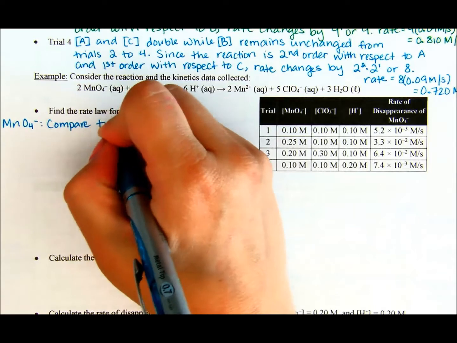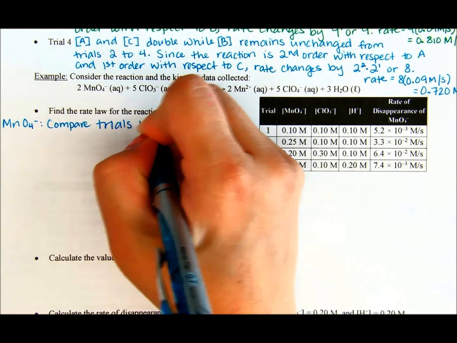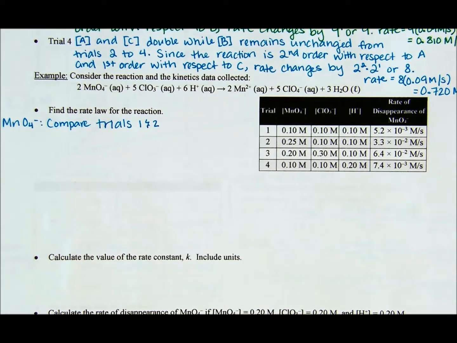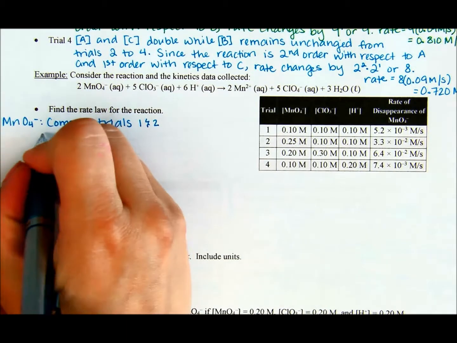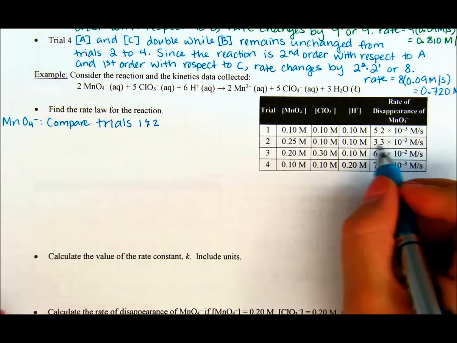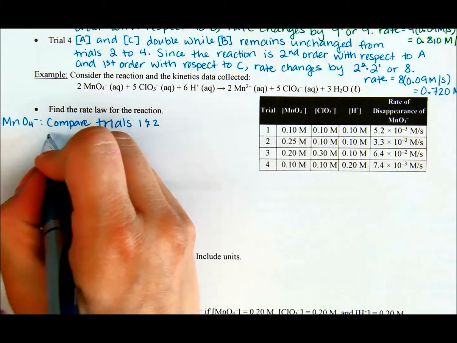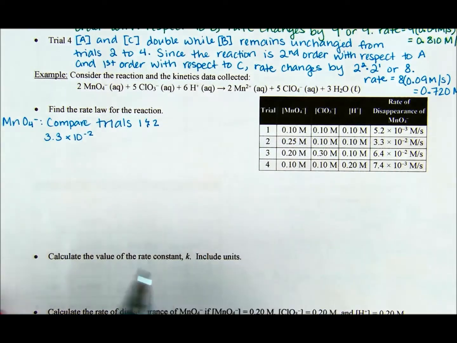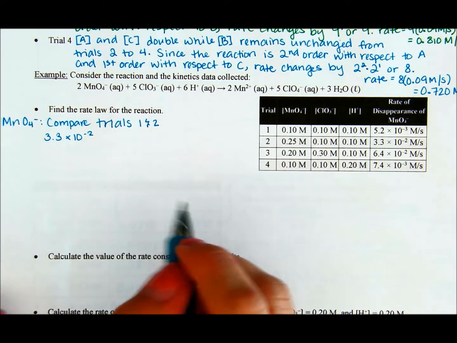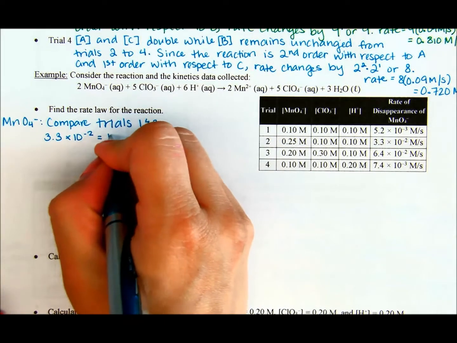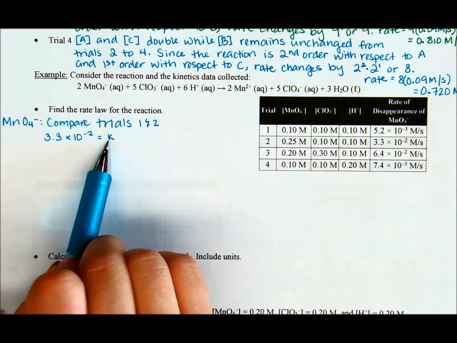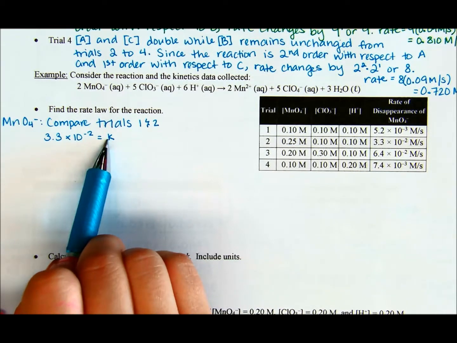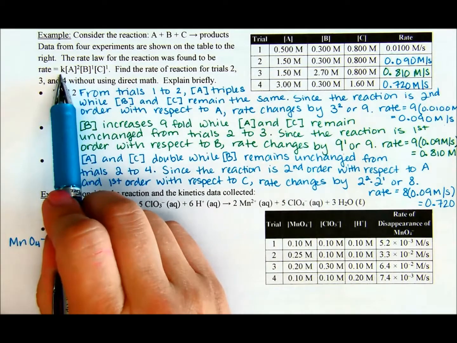So compare trials 1 and 2. And when we compare the trials, really we just divide one by the other. So I'm going to divide trial 2 by trial 1, and we're just going to see what we get. So for trial 2, I'm going to go ahead and look at my rate law first, or sorry, my rate. So 3.3 times 10 to the negative 2. I'm going to leave my units out here just for the sake of space. Equals K times, and so K is our rate constant here.